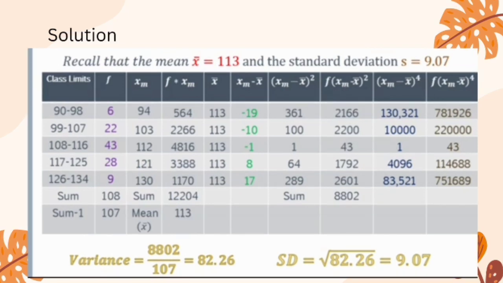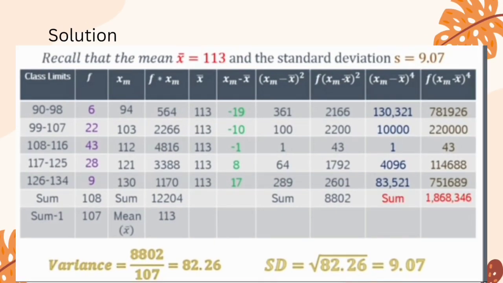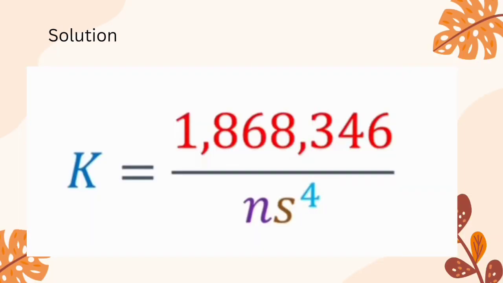So our frequency is the purple one multiplied by the blue. So 6 times 130,321, that would be 781,926, and so on and so forth. Now we have to get the sum. Add all the gold values in the last column and we'll get a sum of 1,868,346. Let's go back to the formula.